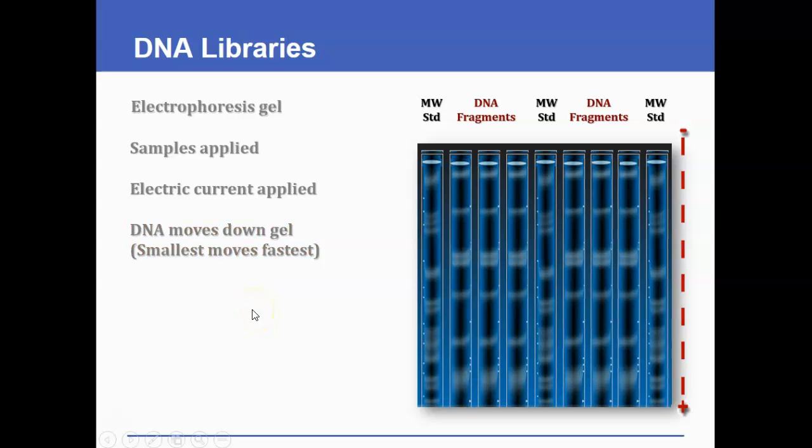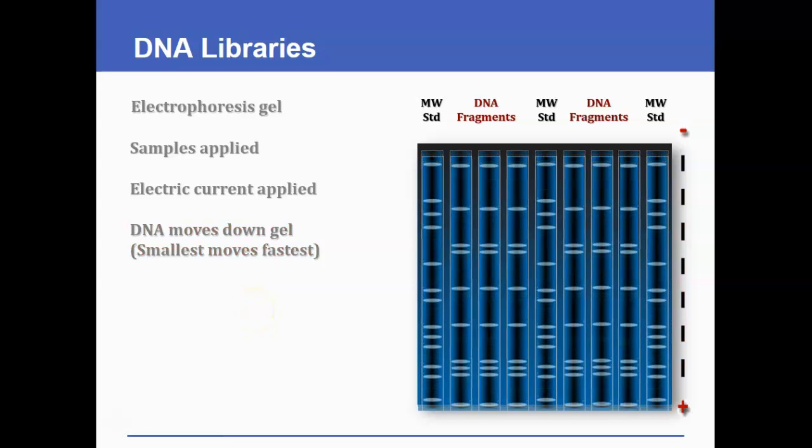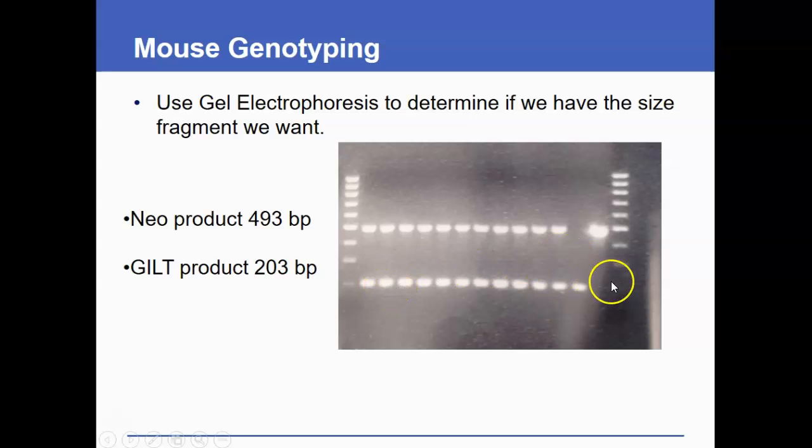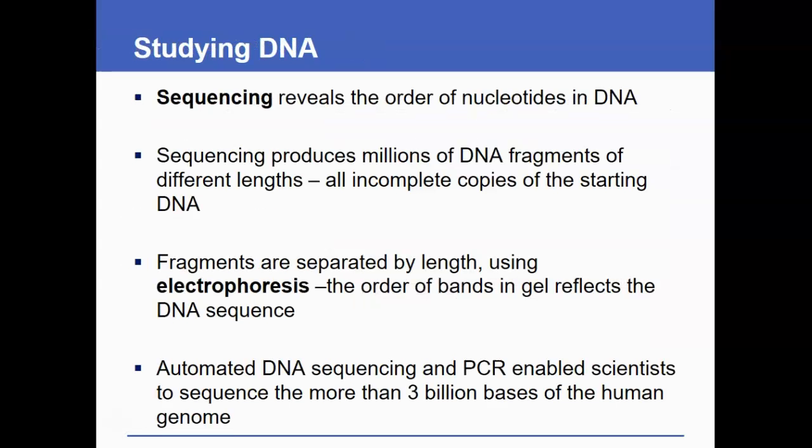And based on the size of those fragments, you can determine what genes are present. So here you can see the product of my genotyping back from my days in the lab. All the mice had the genes of interest. So the next technique is DNA sequencing.